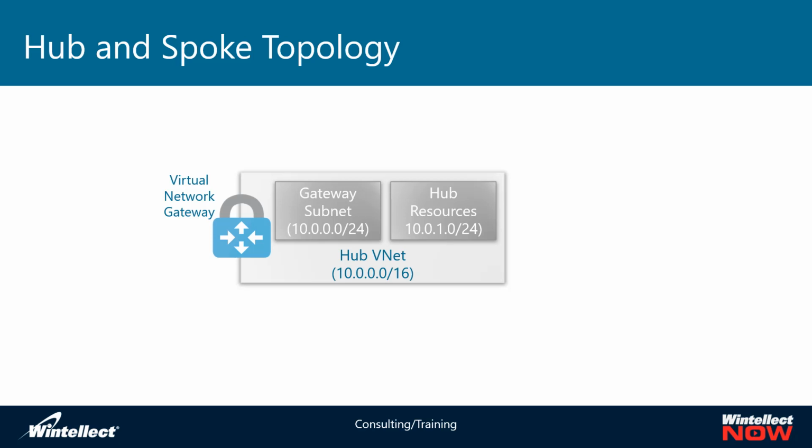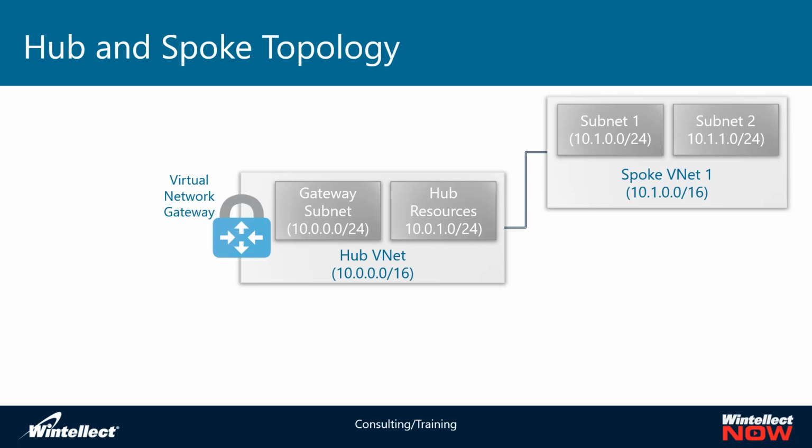Now, once I have my hub set up like this, I can start adding in spokes to it. So a spoke would look something like this. I would have a non-overlapping address space, in this case 10.1.0.0/16, and then subnets that are some subset of that address space defined as part of that VNet. Now, once I have those subnets and that address space set up, I can create what's called a VNet peering between my hub and my spoke.